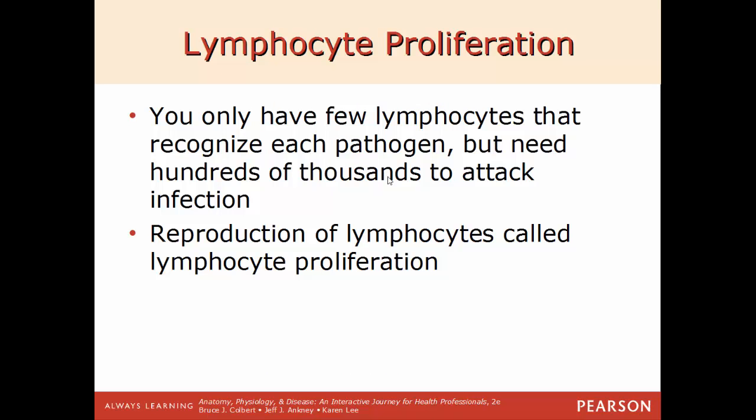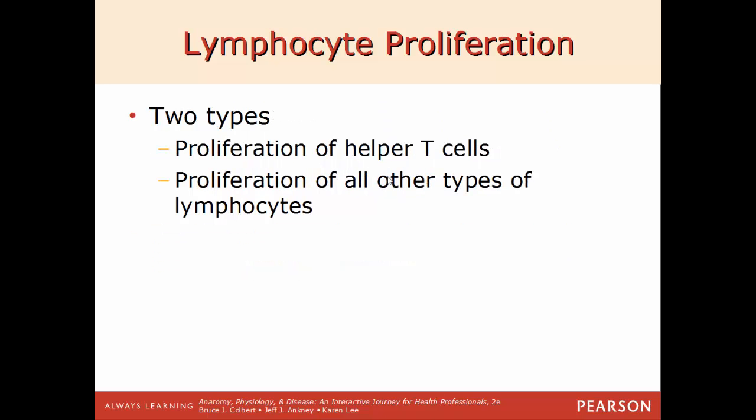Right now we'll talk about lymphocyte proliferation. You only have a few lymphocytes that can recognize each pathogen, but you need hundreds of thousands to attack an infection. So the reproduction of a lymphocyte is called lymphocyte proliferation. There are two types: proliferation of helper T cells and the proliferation of other types of lymphocytes.